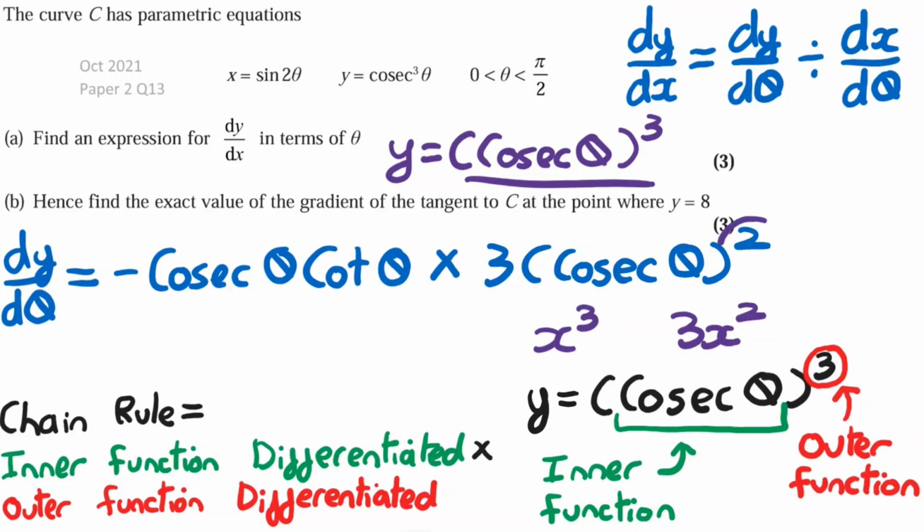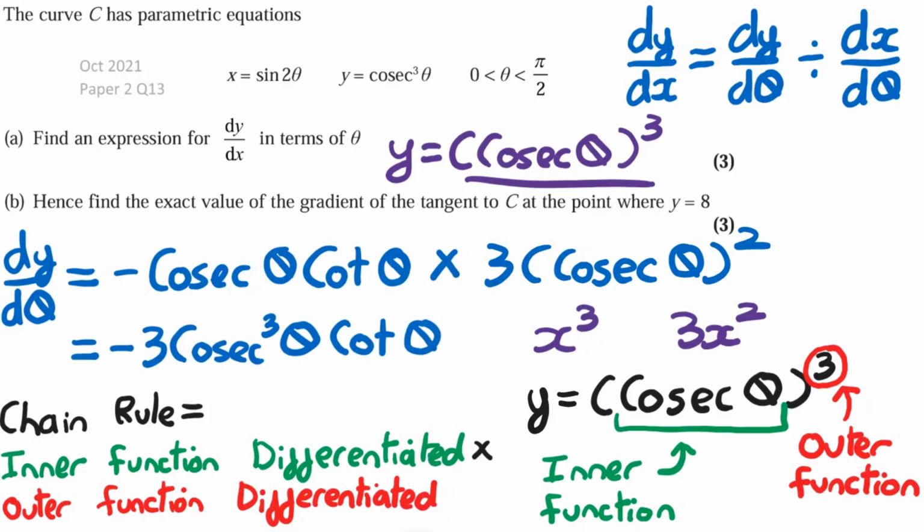And now it's going to be to the power of 2 instead. So this is the outer function differentiated. And therefore this is dy over d theta. And we can simplify this because we have this minus here multiplied by this 3. So it's going to be minus 3 at the front here. And then we have this cosec theta multiplied by this cosec theta to the power of 2. So this is going to be cosec theta to the power of 3. So dy over d theta is equal to minus 3 cosec cubed theta cot theta.